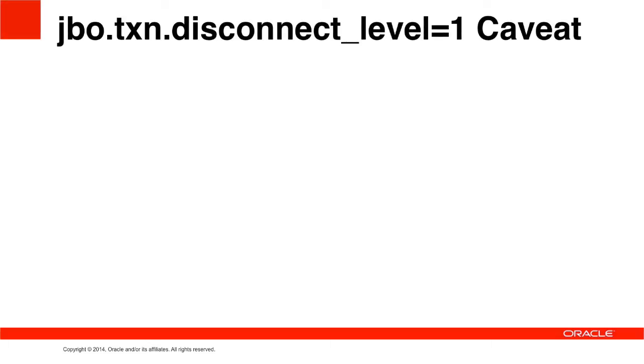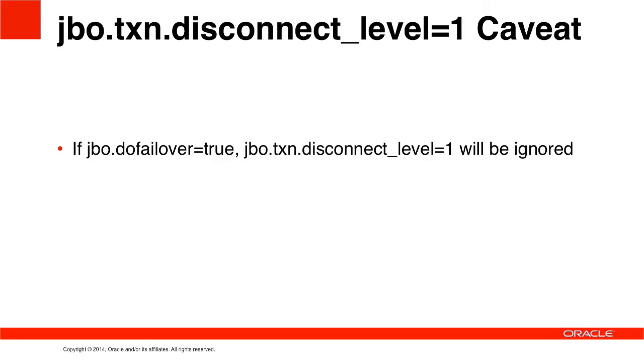One little caveat with the JBO TXN disconnect level parameter set to 1 is what happens if you require failover to be turned on. So JBO do failover equals true. Do the two parameters conflict in this case? Because with failover you still require passivation. If you do have disconnect level set to 1 and do failover set to true, effectively that disconnect level parameter is just ignored, and the eager passivation that do failover requires still occurs. So ultimately the system will passivate to the persistent store in this case.